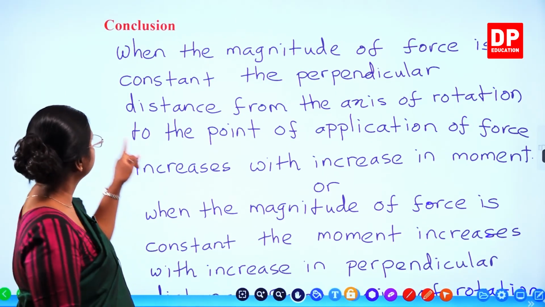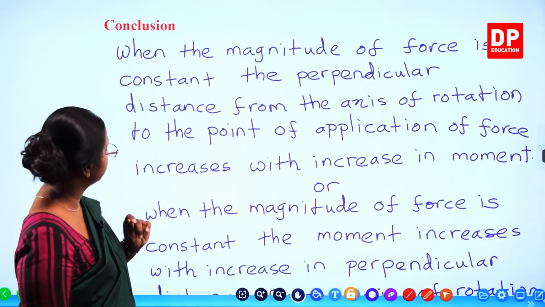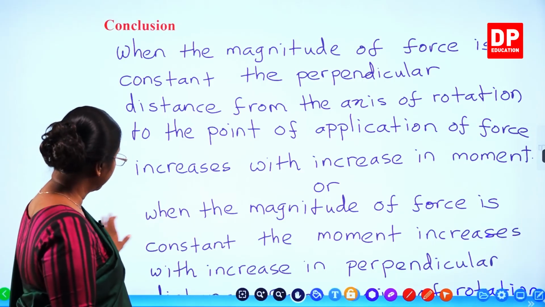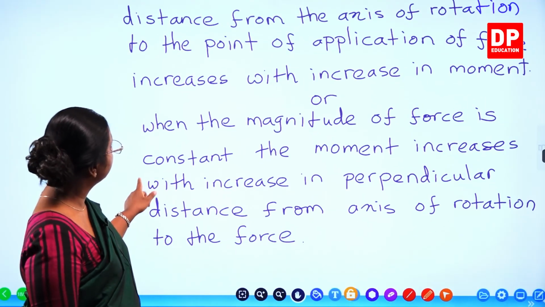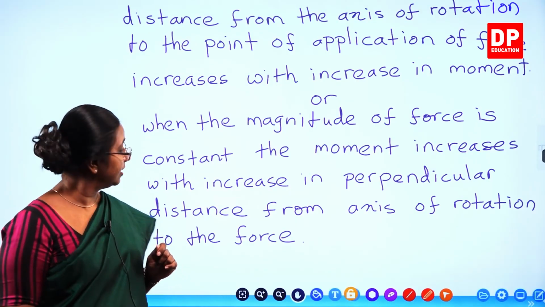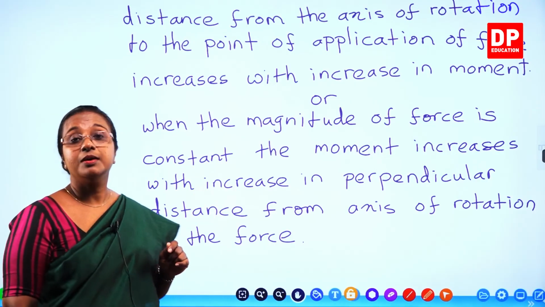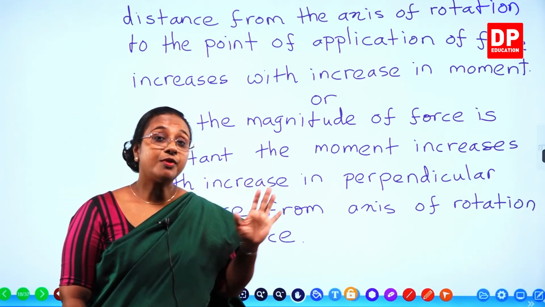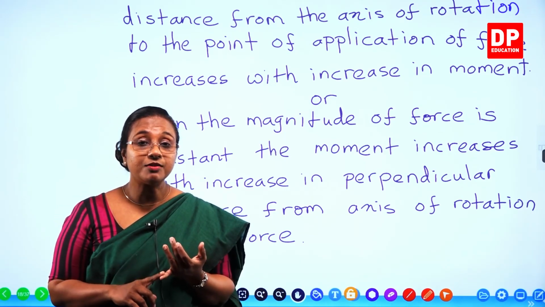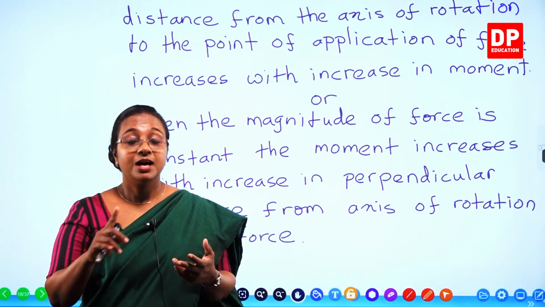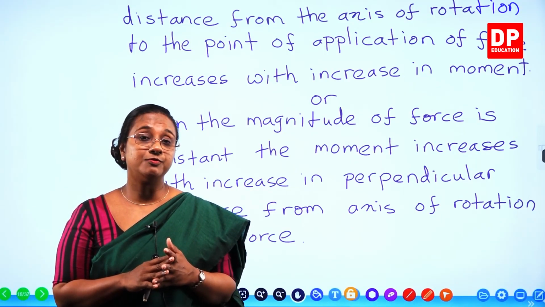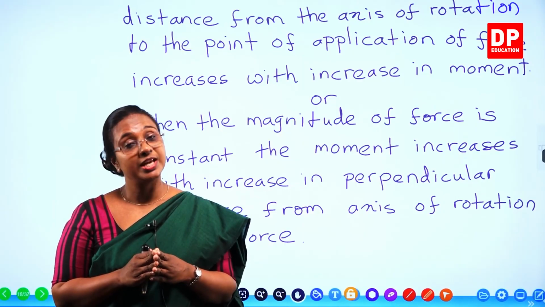When the magnitude of force is constant, the perpendicular distance from the axis of rotation to the point of application of force increases with increase in moment. Or when the magnitude of force is constant, the moment increases with the increase in perpendicular distance from axis of rotation to the application of force. So from these two activities, students, you all can understand both factors, the magnitude of force and the perpendicular distance, affect the moment of force, and both increase the moment of force. When they increase, the moment of force increases.